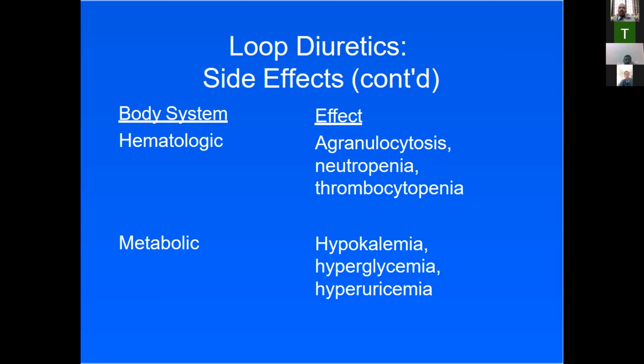And about the body system side effects, hematologically, it can produce neutropenia, thrombocytopenia, and agranulocytosis. And on the metabolic side, it can produce hyperuricemia, hyperglycemia, and hypokalemia.